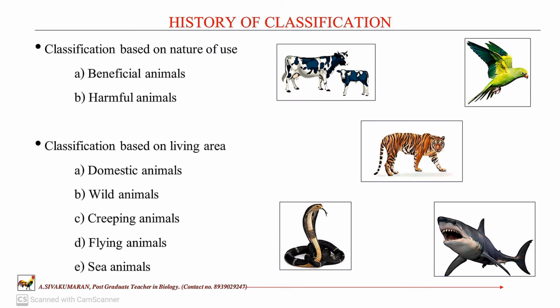If we go back to history, the classification was done in a very rough manner. See here, first of all, classification was made on beneficial animals and harmful animals. Like that, it was based on the living area. Whether they are living along with the people, then it is called domestic. If they are living in forest, wild animal. In that way, very rough classification was done during the past.